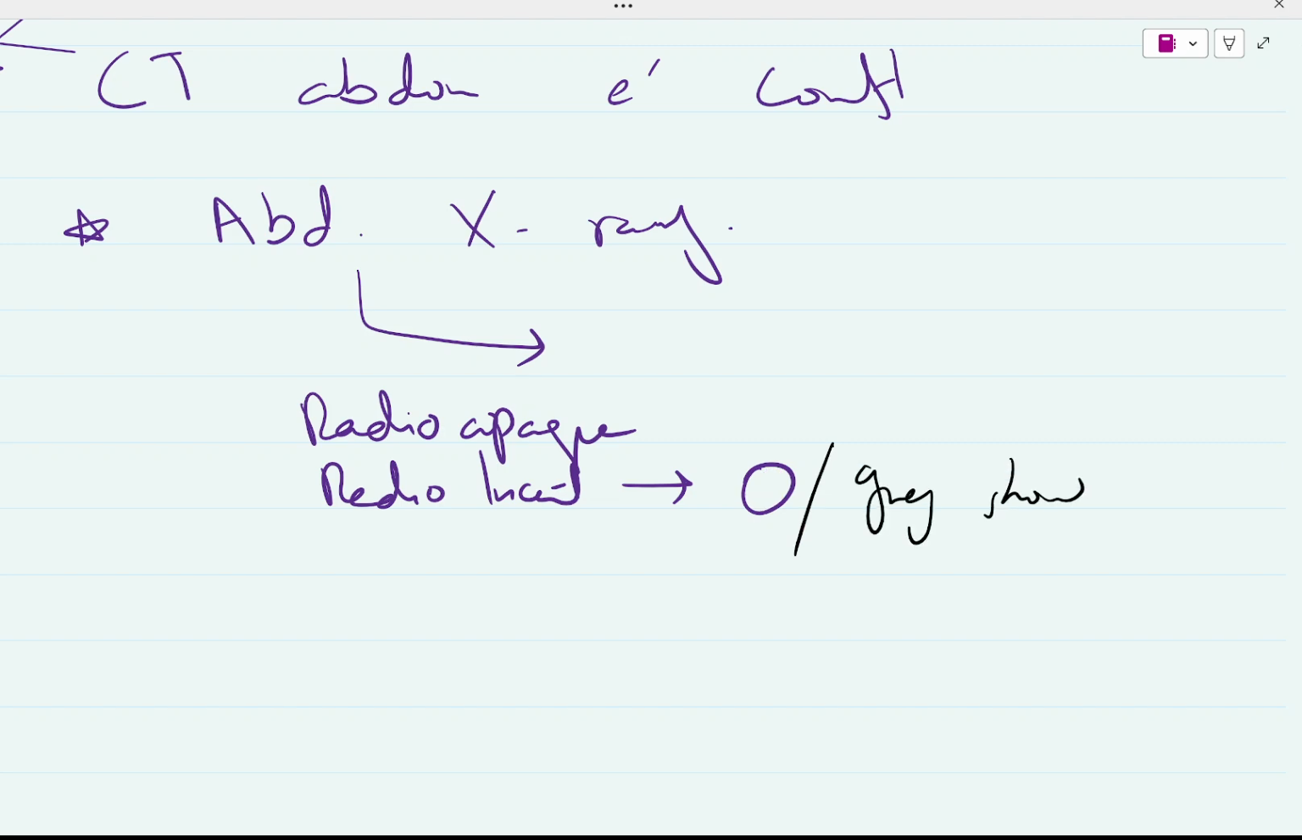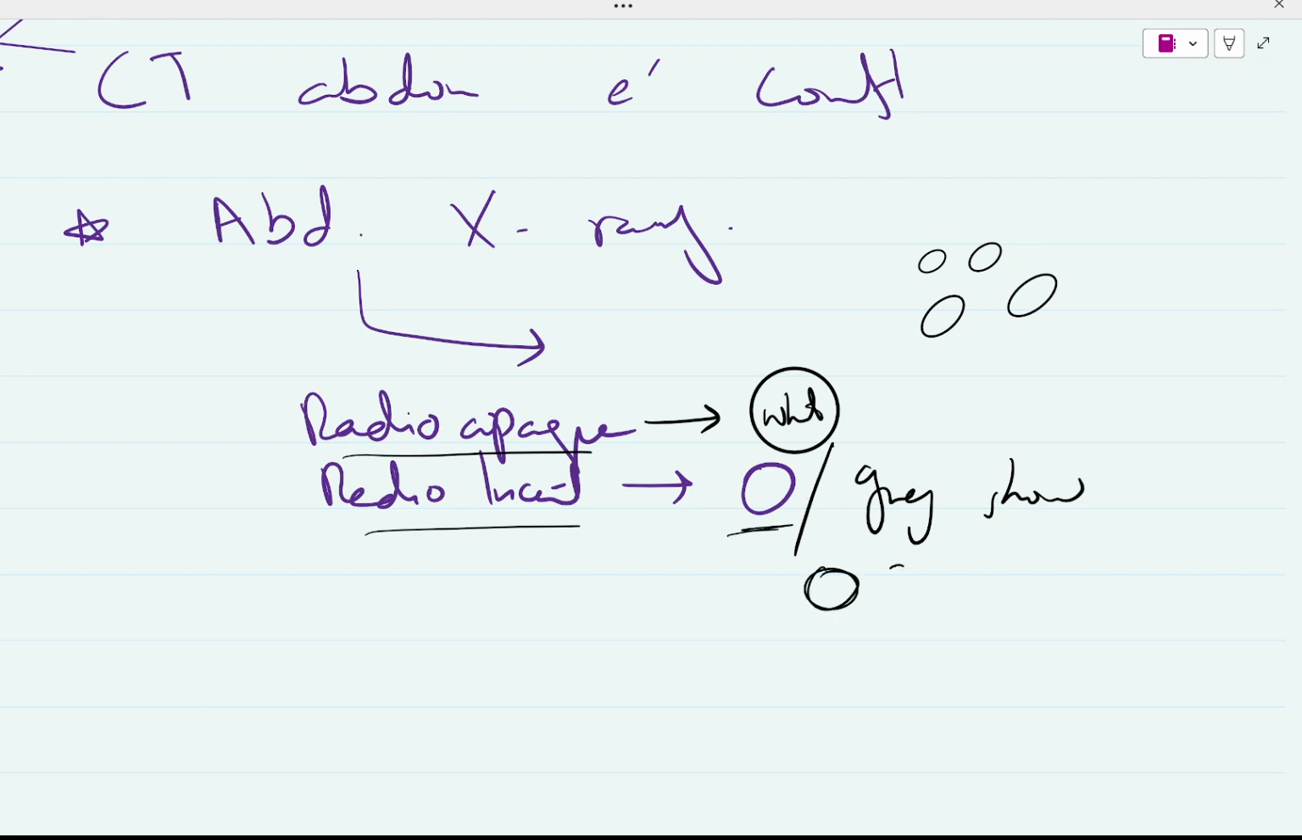So what will happen when you pass X-rays on a radio opaque stone? There will be white or light shadow. So if you ask to go for an X-ray and there is a white shadowing in the right upper quadrant area, there will be radio opaque stones. And if there is gray or black shadowing in the right upper quadrant or in the gallbladder on X-ray imaging, there will be radiolucent stones.